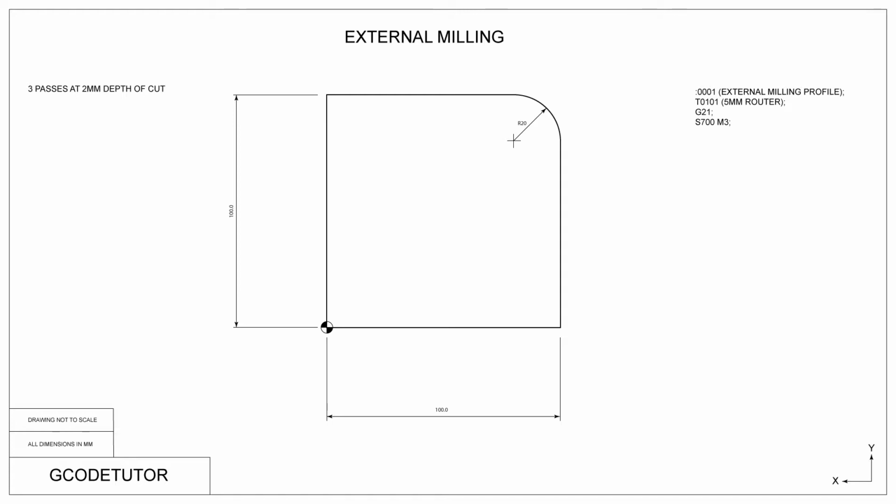To set the spindle speed, we use an S value. In this case, we use S700. This stands for 700 revolutions per minute. Speeds and feeds may vary depending on your machine and the rigidity. Please consult your manual for proper speeds and feeds to use for your particular machine. The M3 command turns the spindle on in a clockwise direction.